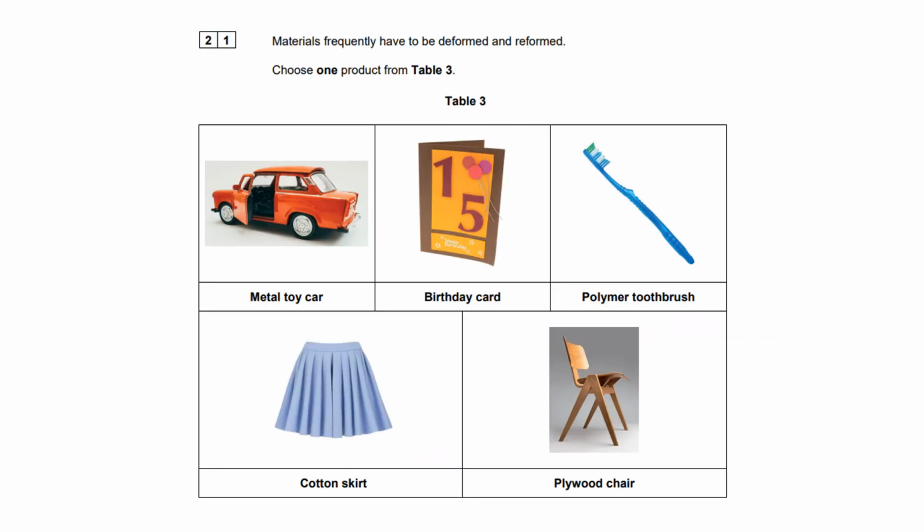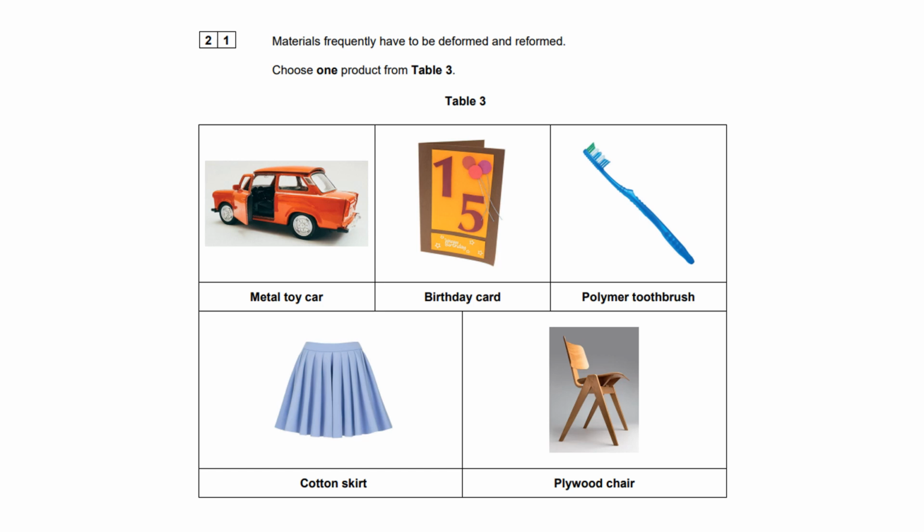Sometimes they give us a really specific question about a particular product, and sensibly, you probably wouldn't choose to talk about the polymer toothbrush in this advert, in this example. Hopefully you would choose the cotton skirt. And the question in this context, again from last year's paper, is about deforming and reforming. They're referring to the pleats.